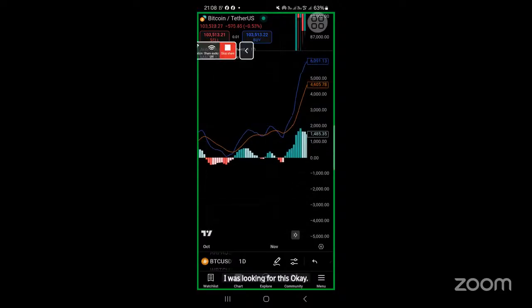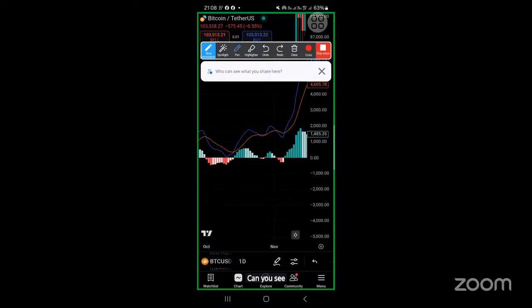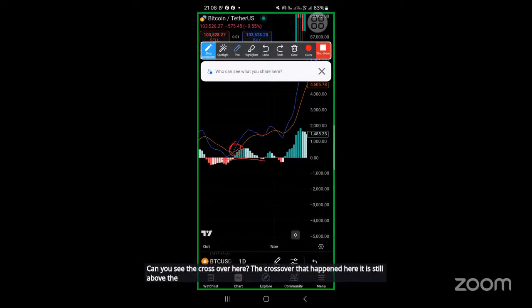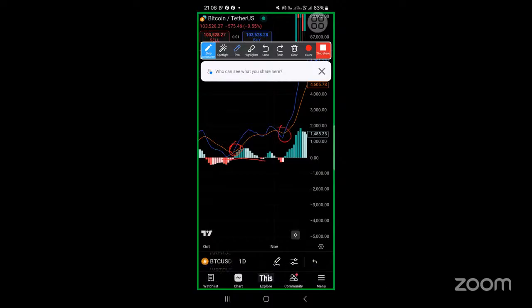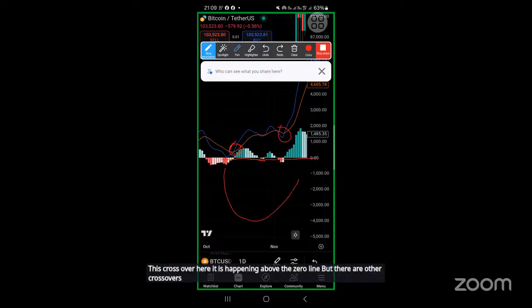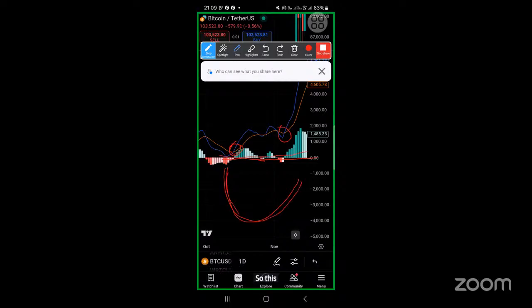Can you see the crossover here? The crossover that happened here is still above the zero line. This crossover here is happening above the zero line. But there are other crossovers that happen here below the zero line. So this is above, this is below. This is what I wanted to show you, that the MACD indicator can make a crossover above.